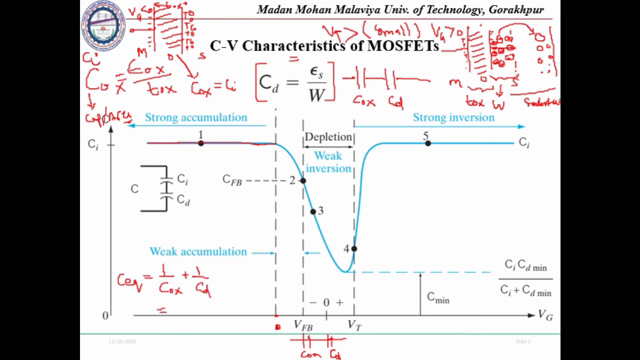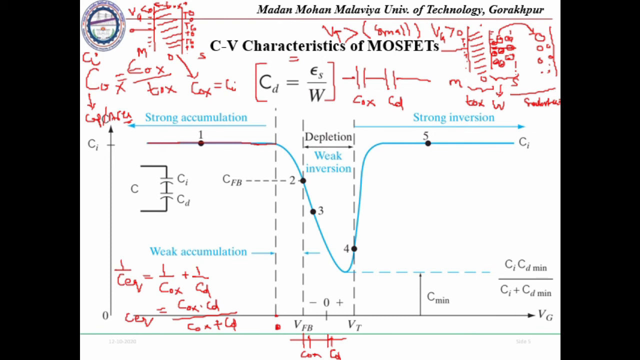So it is like Cox into Cd divided by Cox plus Cd. One upon this is equal to this, so it will be this plus Cd. So this will be the equivalent capacitance. From there you can see that C equivalent will be equal to this.